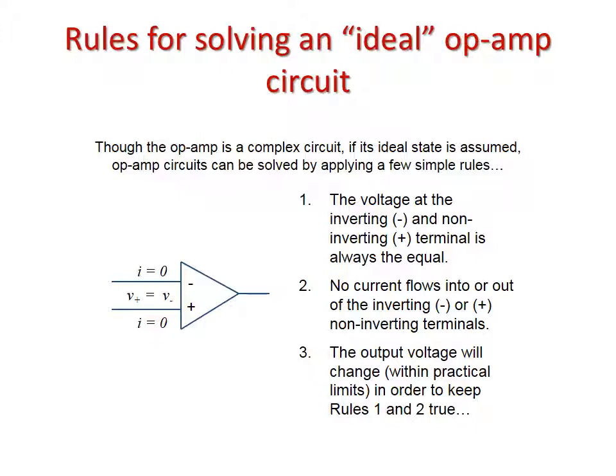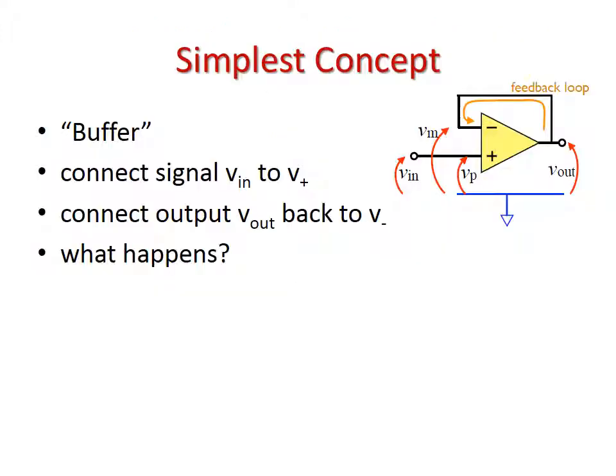Again, we've looked at this slide previously. We're going to look at rules for solving an ideal op-amp circuit. First, the voltage at the two terminals is always equal. Second, no current goes through the positive or negative inverting terminals. And third, your output voltage will change in order to keep 1 and 2 true. So we can look at this again in a couple hand problems.